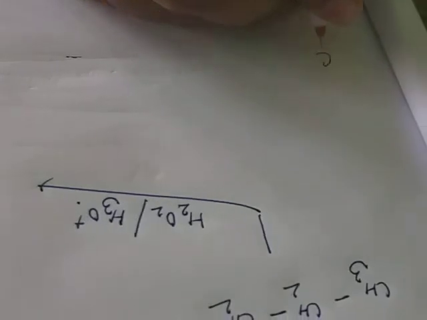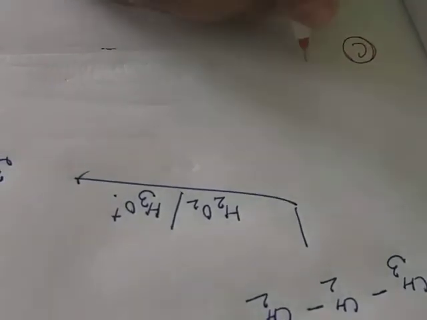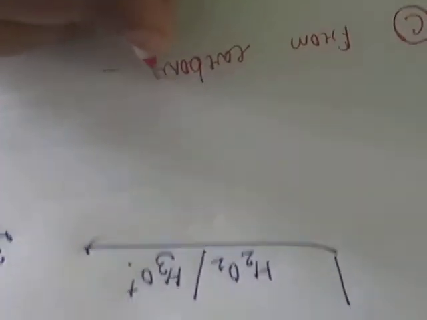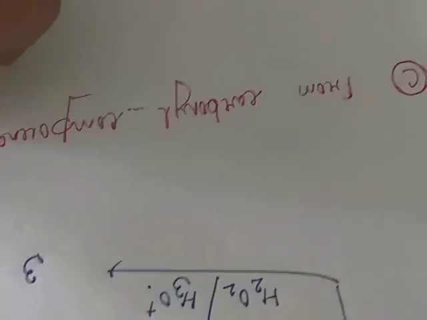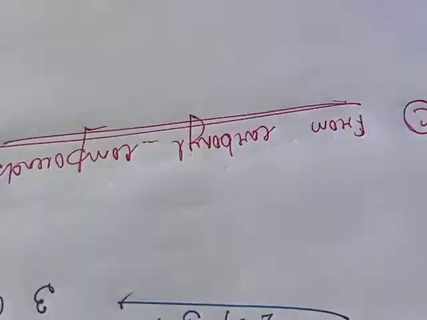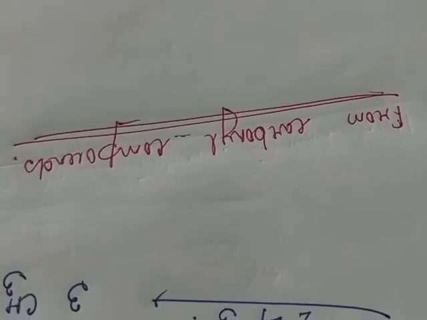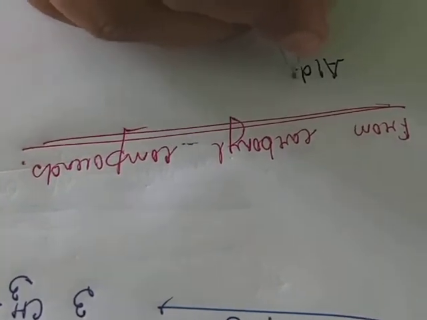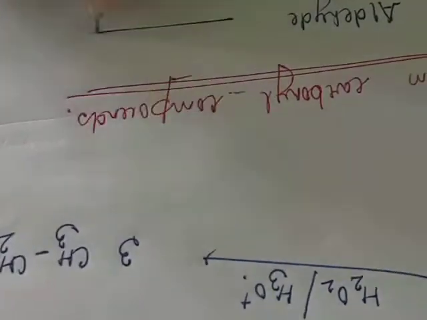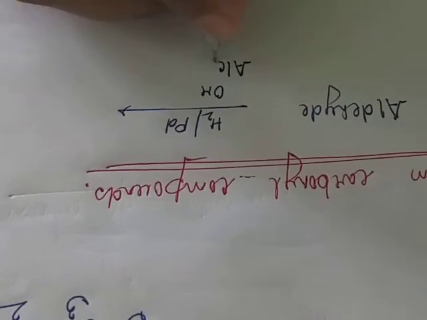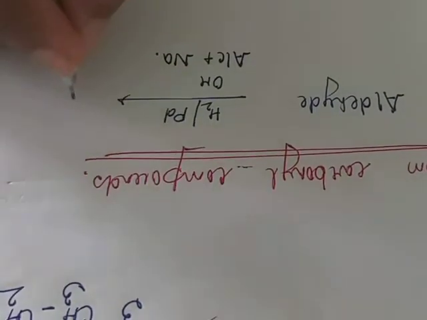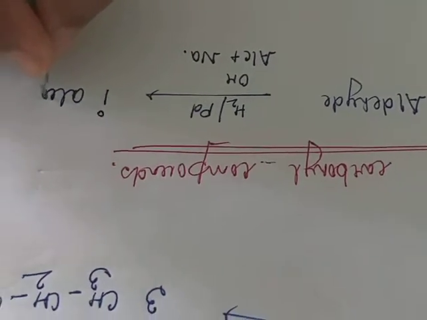The next preparation is from carbonyl compounds. Here, if we start with aldehyde with hydrogen palladium or with sodium and alcohol, we will get primary alcohol.